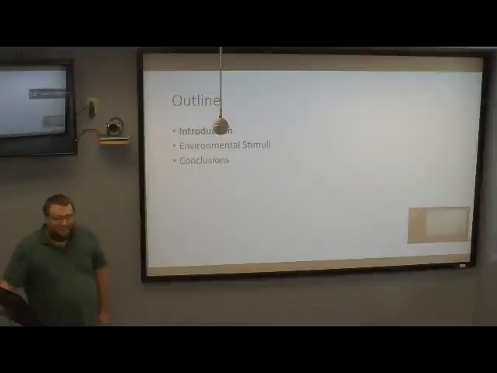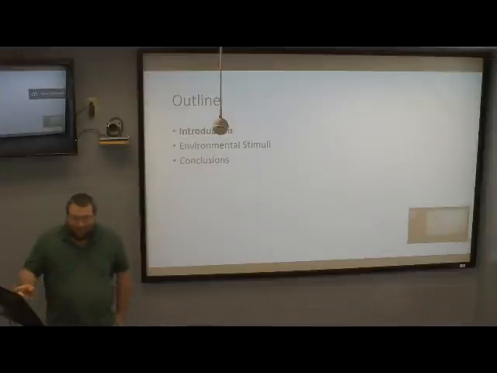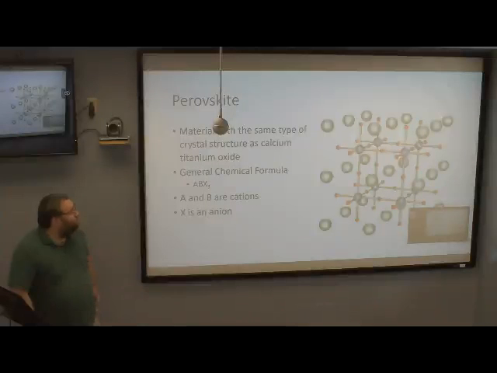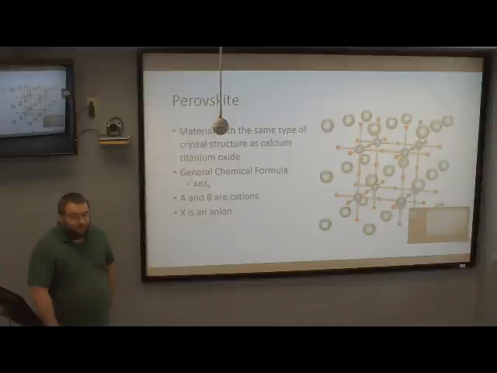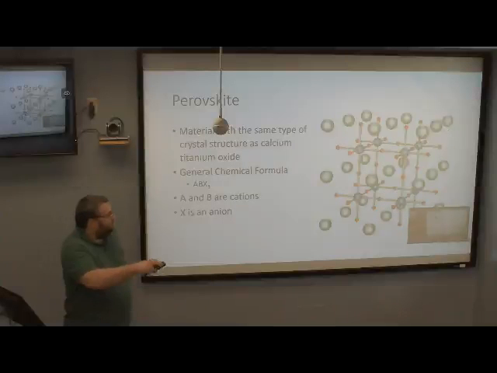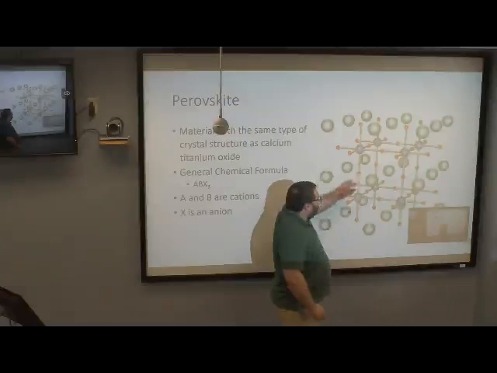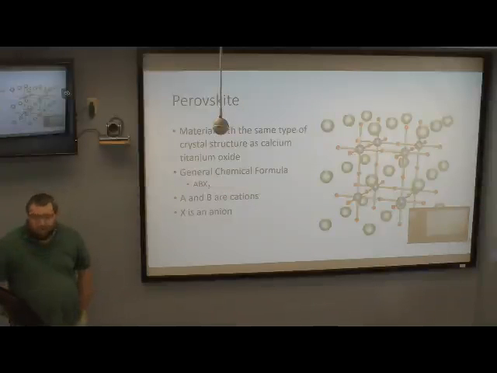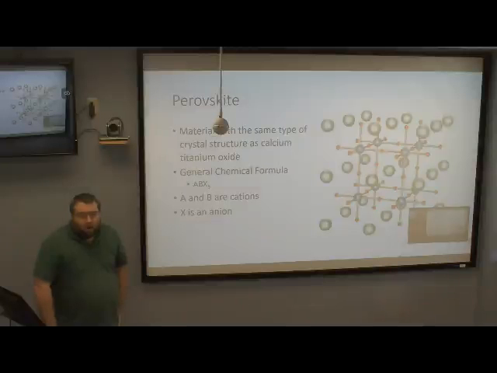Here's a slightly out-of-date outline. Apparently I did send the update. I didn't update it before I sent it, but... So, perovskite is a material with the same crystal structure as calcium titanium oxide, which we can see in a nice ball and stick model here, and it has a general chemical formula of ABX3, where A and B are cations and X is an anion.